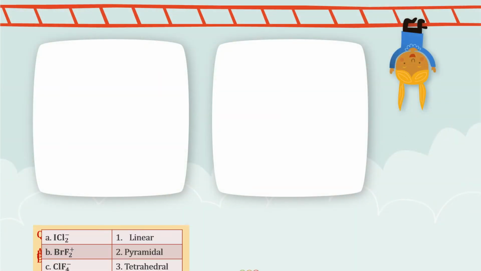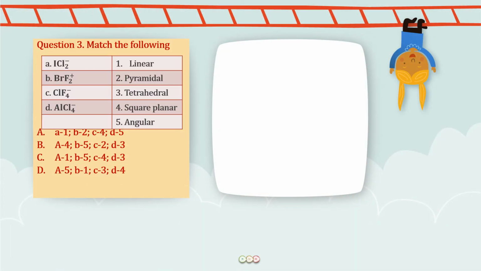The next question coming up on your screen: match the following: ICl2 negative, BrF2 positive, ClF4 negative, AlCl4 negative, and you have to match them with the various geometries that we have. Okay, now first of all, understand the importance of this question. Here what you can see is that these are interhalogen ions. So from your NCERT textbook, group number 17, the interhalogen compounds are very important for you. Here what is being tested is the various shapes of the ions. You can be asked the various shapes of the interhalogen molecules also.